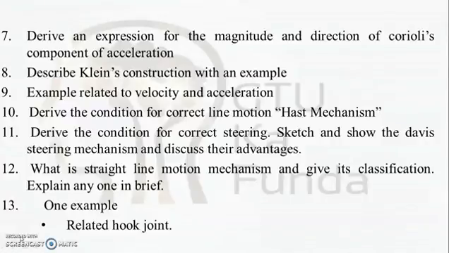The next questions are: derive the condition for the correct straight line motion Hart mechanism; derive the condition for correct steering; what is the straight line motion mechanism, and give its classification; and one example related to the Hooke's joint. So there are three types of examples that can be asked from this chapter, and there will always be an example on the velocity and acceleration diagram. So prepare for this well, because it will give you 10 to 14 marks.